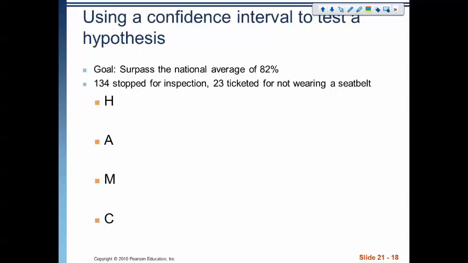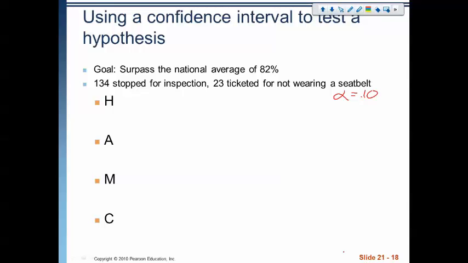Okay, so I have copied over the pertinent information from the previous page here. And so our goal is to surpass the national average of 82%. And in the most recent sample that we gathered, 23 out of 134 were stopped for inspection. And I should probably add on here that the alpha value that we are supposed to use is 0.10.